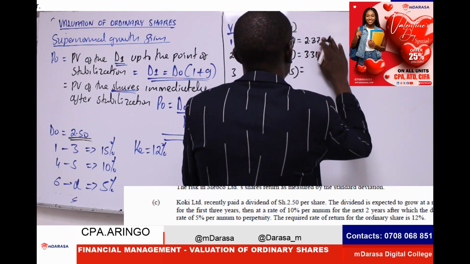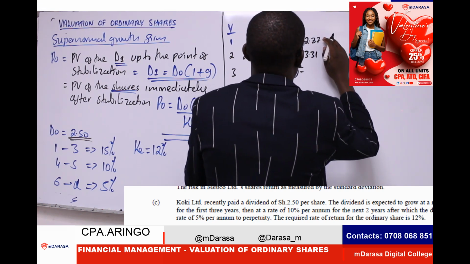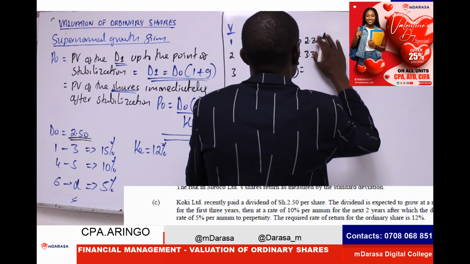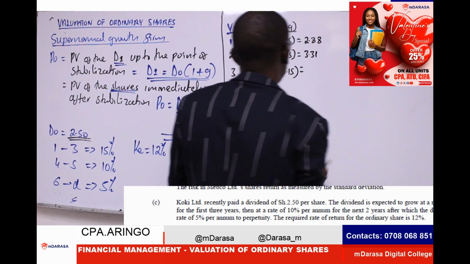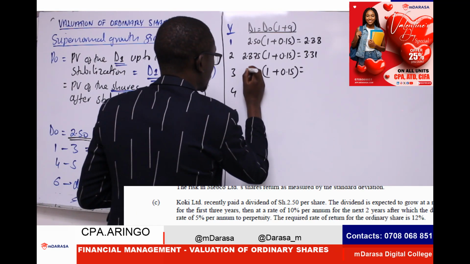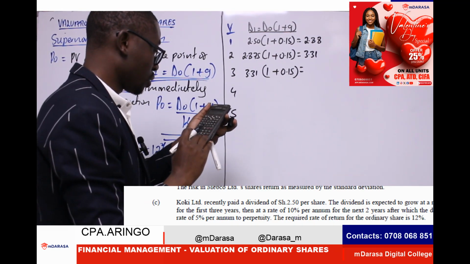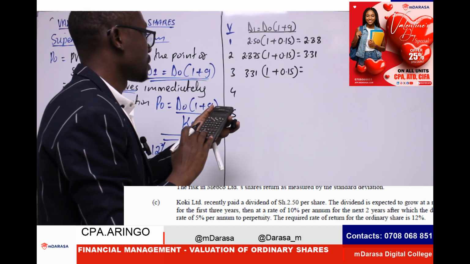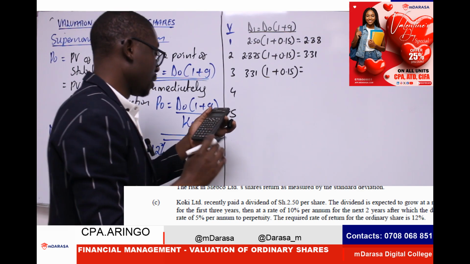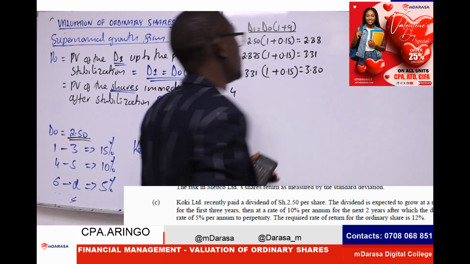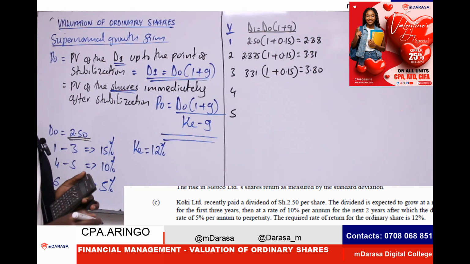We can take 2 decimal places. So here we take the other one, this one is 8, right? We take 2.88. So that is what I'm going to have here, 3.31. So talk about times 1.15. This should give us 3.80. See, we are determining our D1.